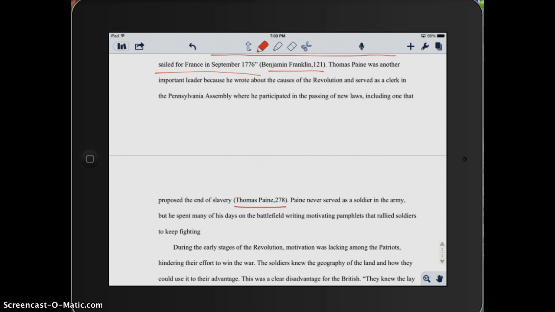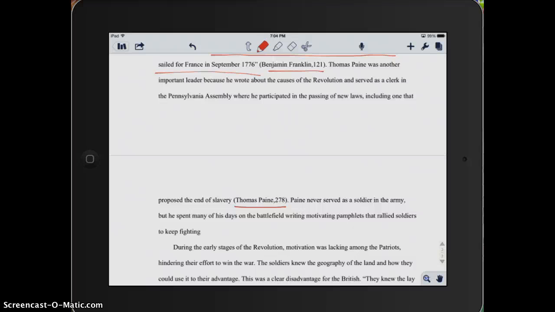Paine never served as a soldier in the army, but he spent many of his days on the battlefield writing motivational pamphlets that rallied soldiers to keep fighting. So there's their explanation sentence, their second sentence about Thomas Paine. If you'll remember the rubric, they're missing one thing. They don't have a concluding sentence. There's nothing really here to wrap it up and remind us of what that thesis says.